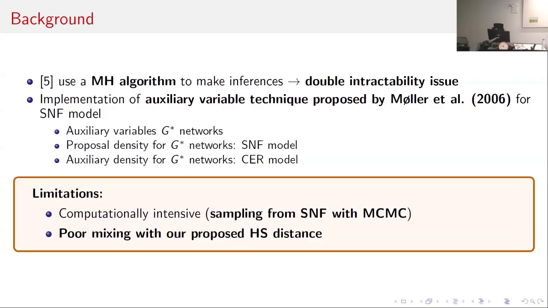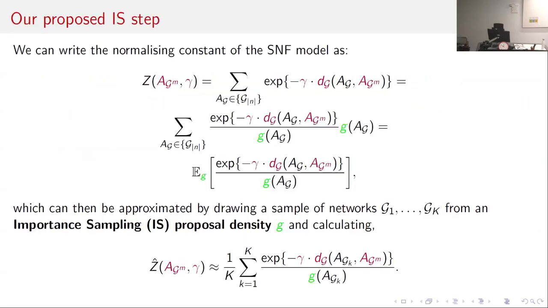So the limitations are two. First of all, it's computationally intensive going this way. The reason is that in this step, where you need to sample networks from the SNF model, you need another MCMC, so you have an MCMC within an MCMC. But also, when it came to specifying our distance metric, we had very poor mixing using the SNF model. I will show you the mixing in a later slide.